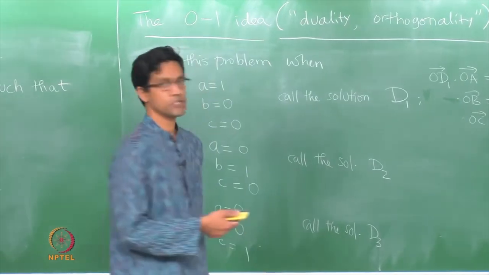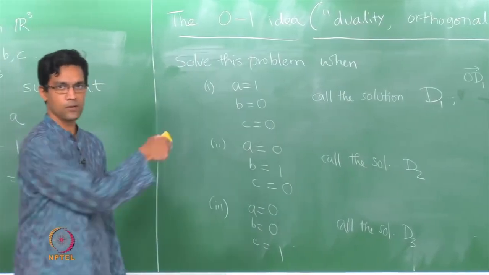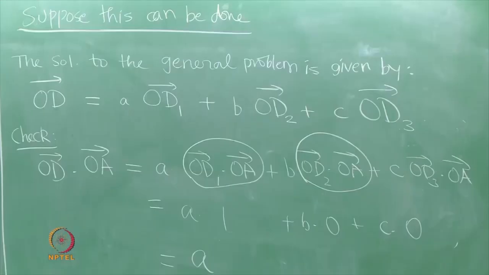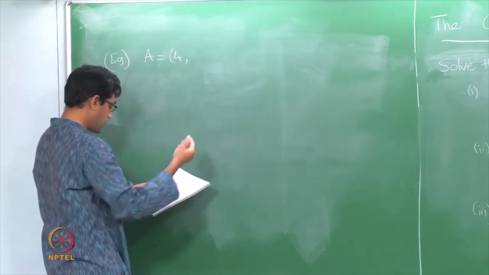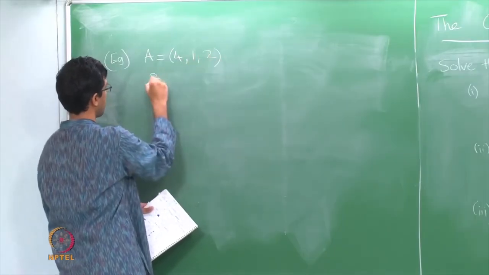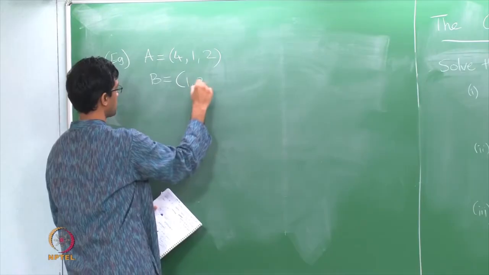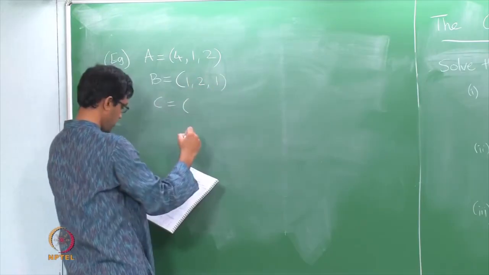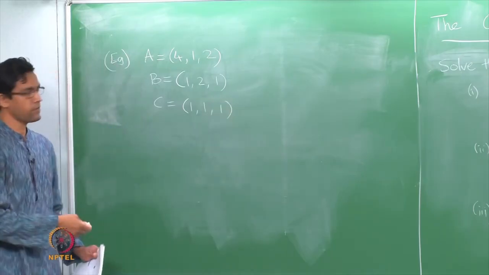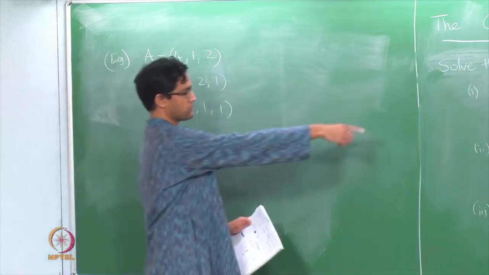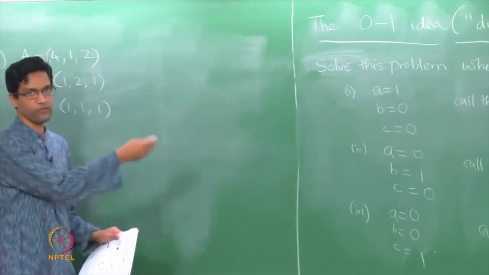Now here is another instance where a similar thing happens. It's actually easier to solve these problems. So let's just do it by example, since I'm really only trying to demonstrate the broad idea. Here's my example. I need three points. So I'll take A, which is 4, 1, 2, a point B, which is 1, 2, 1, and a point C, which is 1, 1, 1. So let's say those are the three things that are given. I'll just demonstrate how to solve the first problem. How do we find D1?